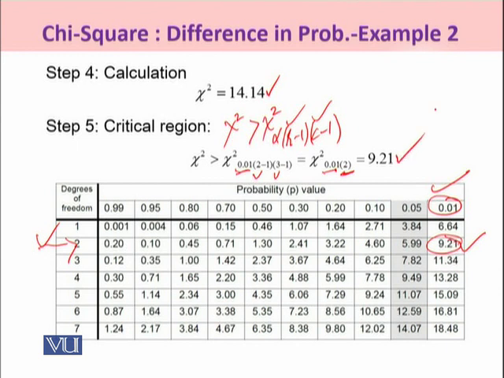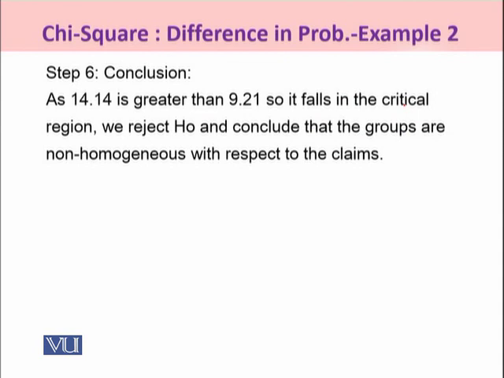Now the last thing we will have to do is to make a comparison of the calculated value with that of the tabulated value. As the calculated value, 14.14, is greater than the 9.21 tabulated value we have obtained from the chi-square table, we can say that it falls in the critical region, and we'll have to reject H naught and conclude that the age groups are non-homogeneous with respect to the claims being made.